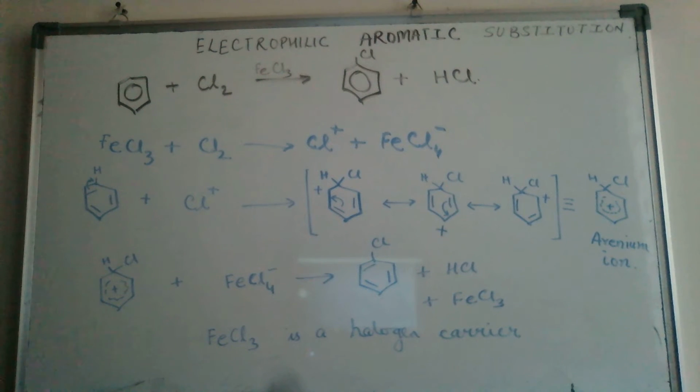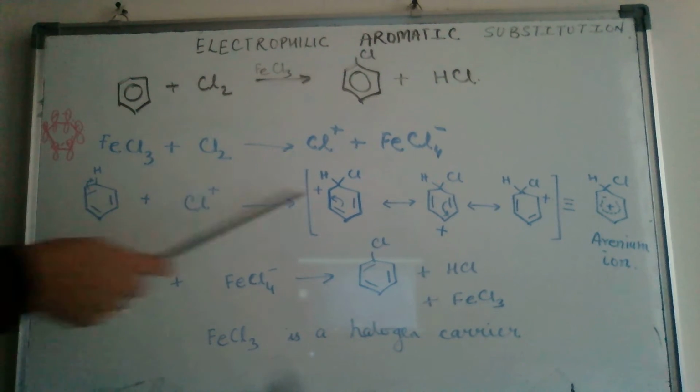The answer lies in the presence of the pi electron cloud, which is present above and below the benzene ring. We have the pi bond, pi bond, pi bond. The pi bond, as we know, is perpendicular to the benzene ring, because of which there is a high concentration of electrons above and below the plane of the benzene ring. Hence, it attracts positively charged species, which in this particular example is the chloronium ion.